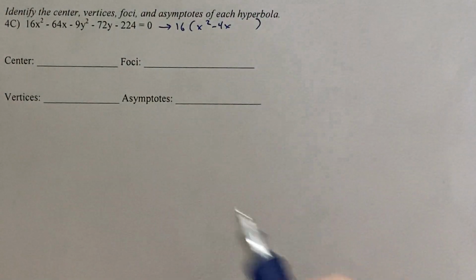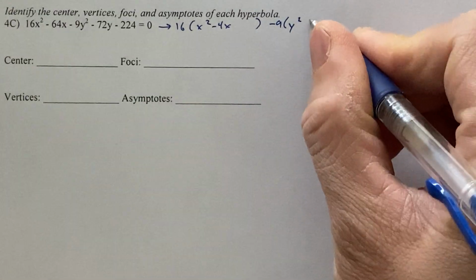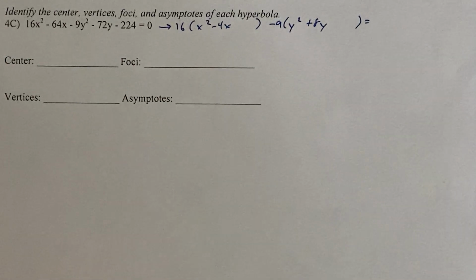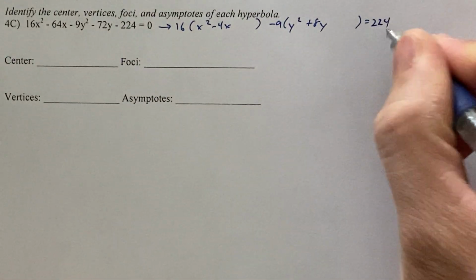Do the same thing with the y, factor out the negative 9. So that's going to be negative 9 times y squared. Be careful with the sign. That's going to be plus 8y, leave a little bit of space, equals anything that doesn't have an x or a y, bump it to the other side, 224.